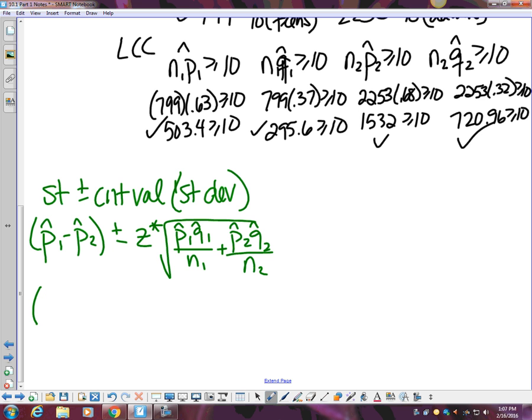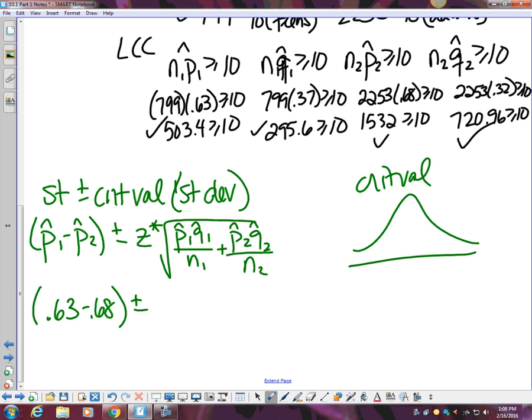Okay, let's see. This is 0.63 minus 0.68 plus or minus. I've got to go find my critical value. 90%. So 10%, so 5% over here. So inverse norm 0.0501. Z star equals 1.645.